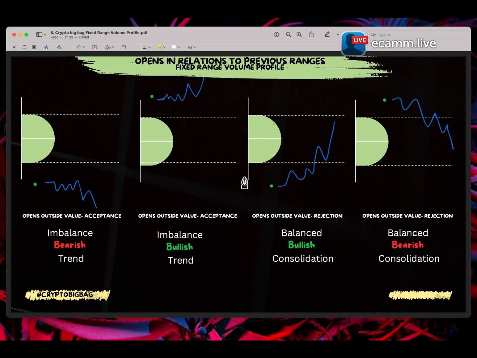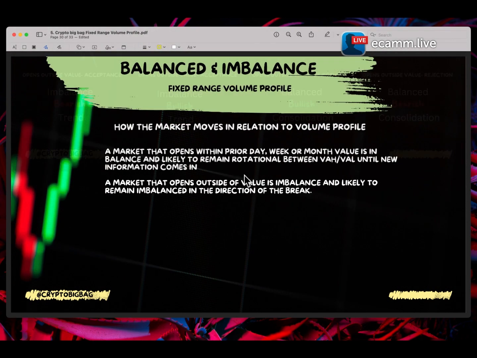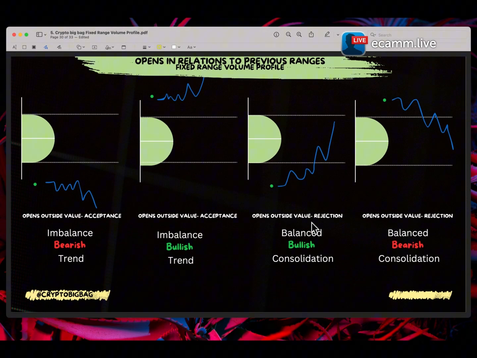You know how price moves from balance to imbalance and how it works, right? So, how the market moves in relation to volume profile. A market that opens within the previous day, week, or month value is in balance. I explained this a couple of times. I hope you understand. They're likely to remain rotational between the value area high and value area low until new information comes in. A market that opens outside value is in imbalance and likely to continue in the direction of the break, unless it goes back into the value.